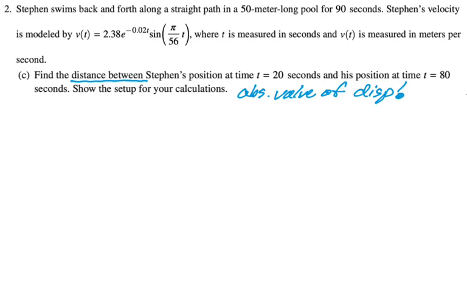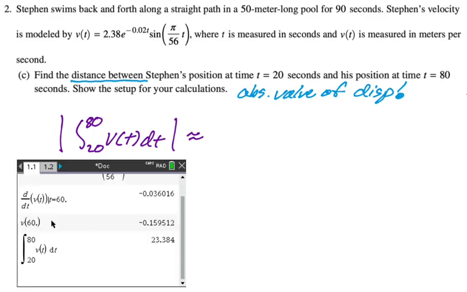So that would be the absolute value of the integral from 20 to 80 of v of t dt, right? The displacement is the integral from 20 to 80 of v of t dt. That could be positive or negative, and we want the distance between them, so we'd have to take the absolute value if it is negative. But when I went to the calculator, it's not negative, so I don't actually need the absolute value. I don't think you would need that in your work, but conceptually going forward, you should look out for that idea. So I would say approximately 23.384, and then our units are meters, although it does not ask for that. I don't think there's a point associated with meters.